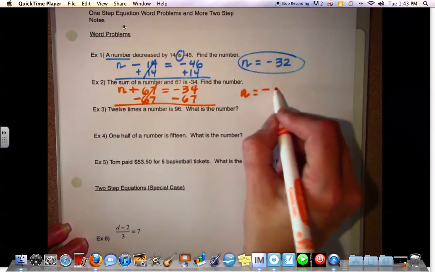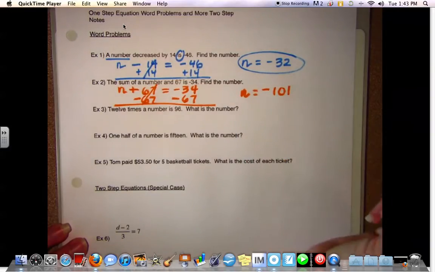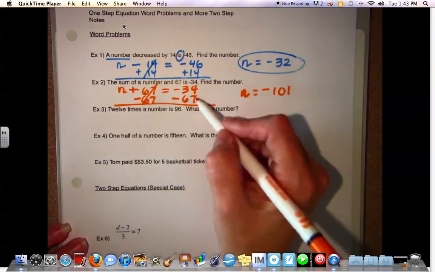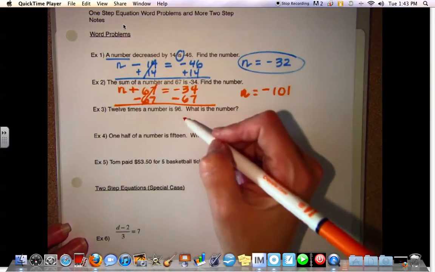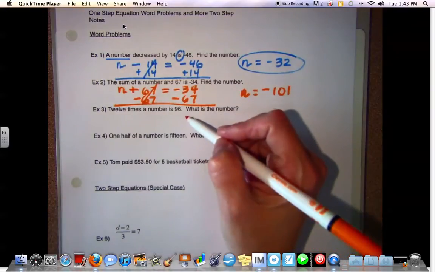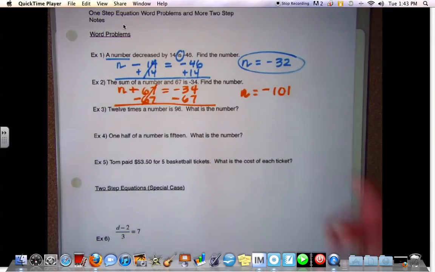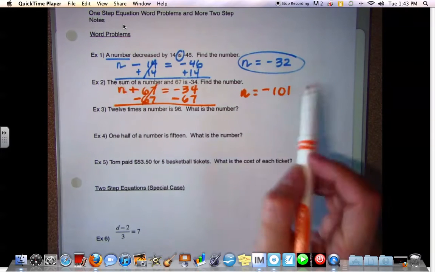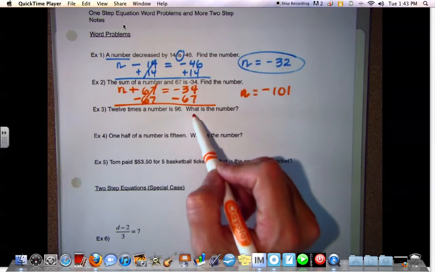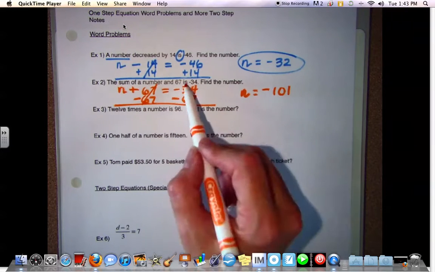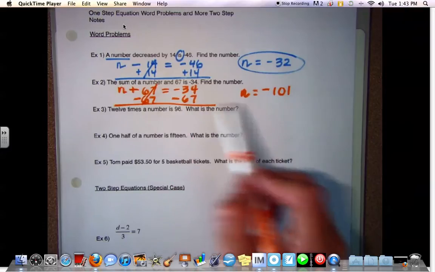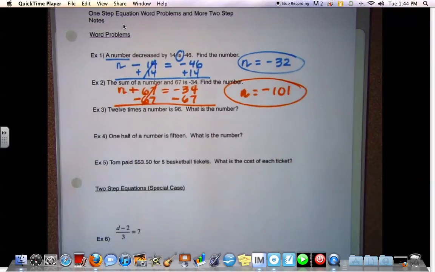Negative 101. We have two negative numbers, correct? So we're starting with negative 34 and we're continuing down the negative side. So it's like adding them, except you're putting a negative sign in front of them because they're both negative. So 4 and 7 give us 11, so we have the 1, carry the 1. 3 and 6 give us 9, plus 1 more gives us 10. So it's negative 101.